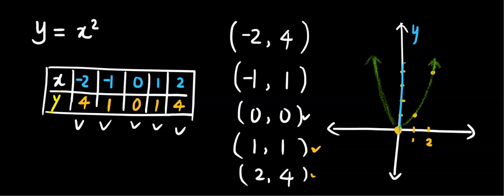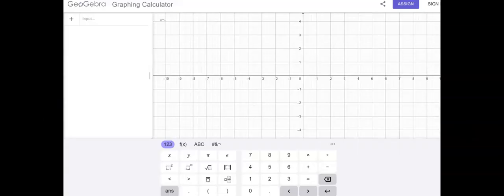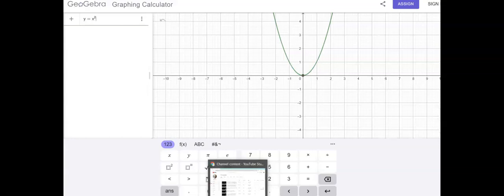Let us go look at what if we do this by using GeoGebra. Let us use GeoGebra. We're going to graph the parent function of our quadratic function, y equals x squared. Now, as you can see here, we have a point 0, 0. We have a 1, 1, -1, 1. We have 2, 4, and a -2, 4. Now, you just learned how to graph the parent function.